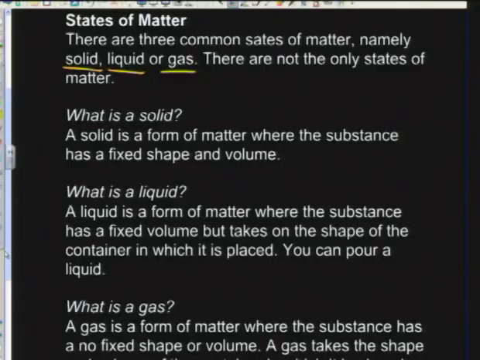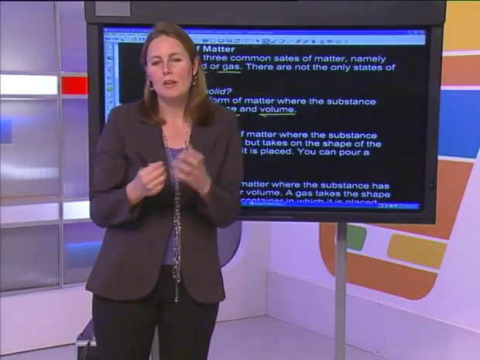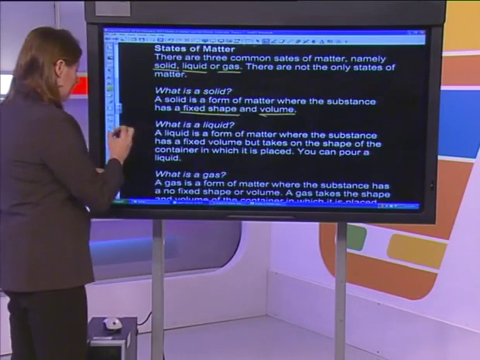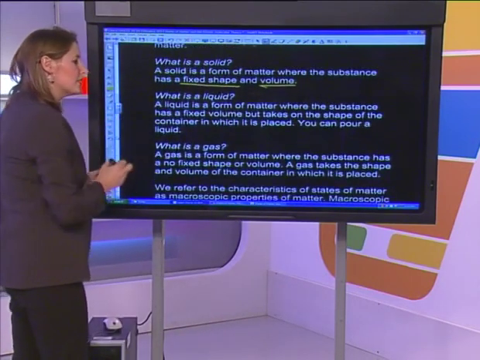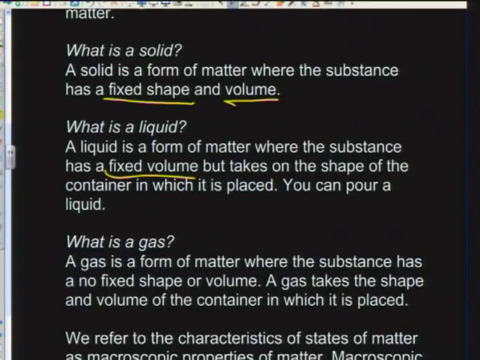And I want you to think that all matter can be in solid, liquid, or gas phases. So solid is a form of matter where the substance has a fixed shape and volume. It always has a fixed shape, and then it will take up a specific volume, and we could look into densities and things like that. What is a liquid? Well, a liquid is a form of matter where the substance has a fixed volume, but takes the shape of the container in which it is placed, takes on the shape of the container.